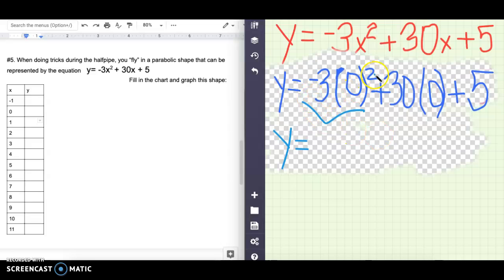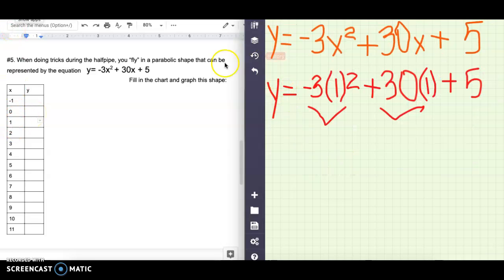So 0 squared is just 0 times 0, which is 0. So what is negative 3 times 0? Then we have 30 times 0. Then we just carry down that plus 5. Super easy. Go ahead and fill that in your XY chart for 0. Next, we're going to do 1.